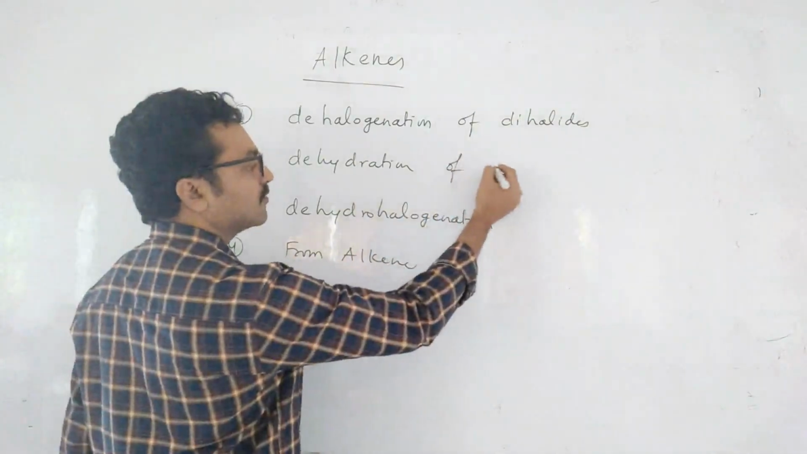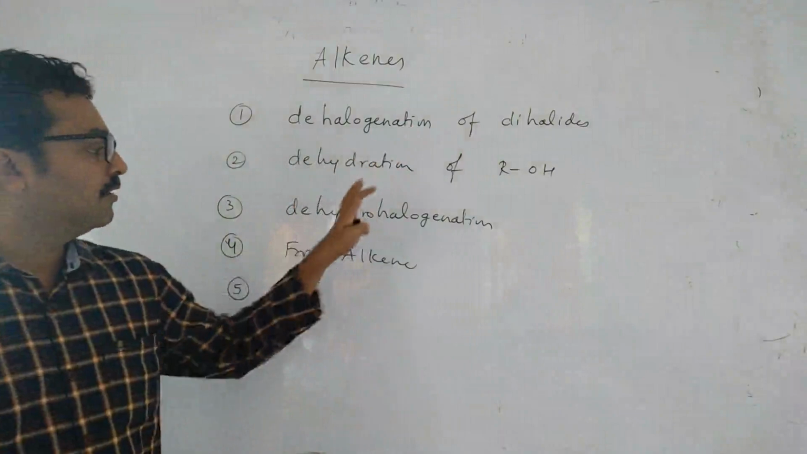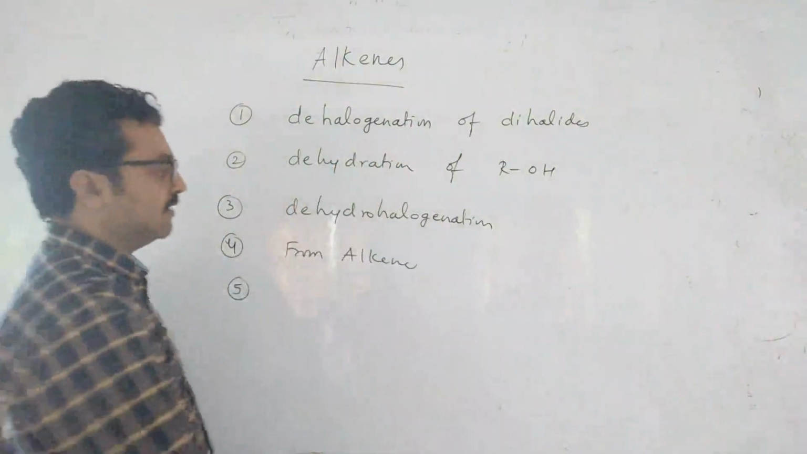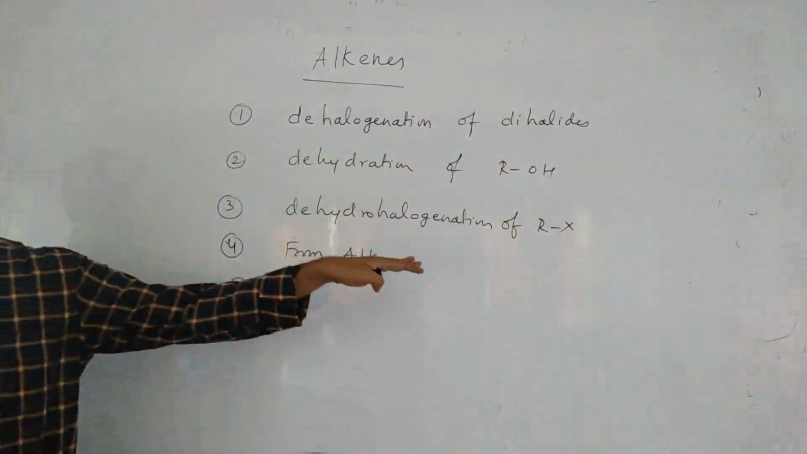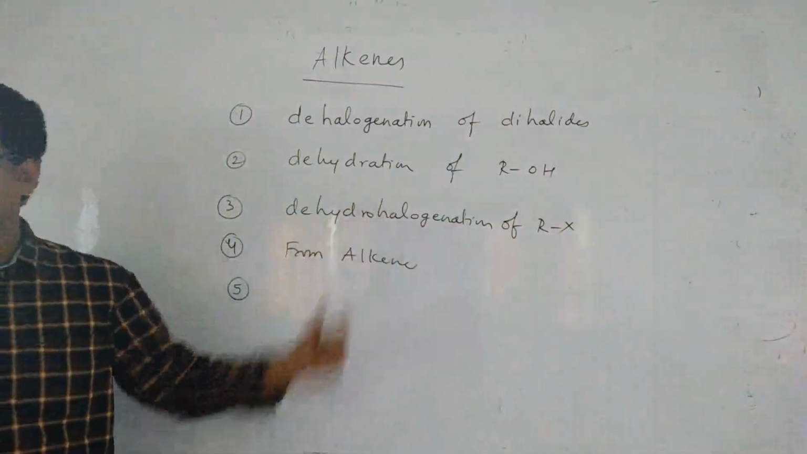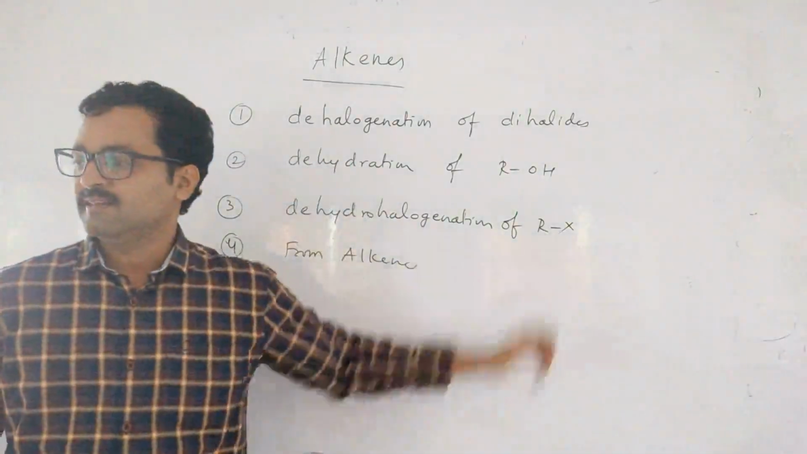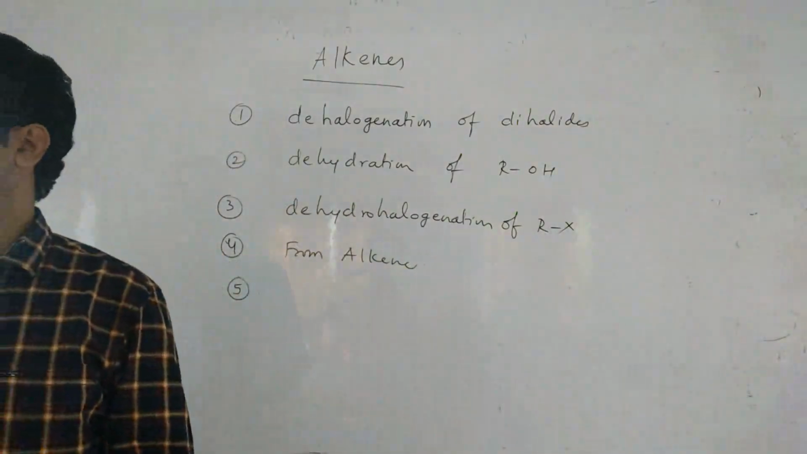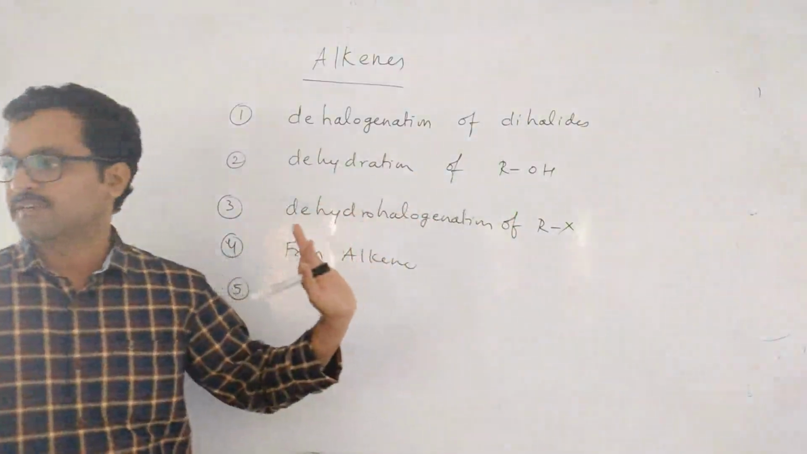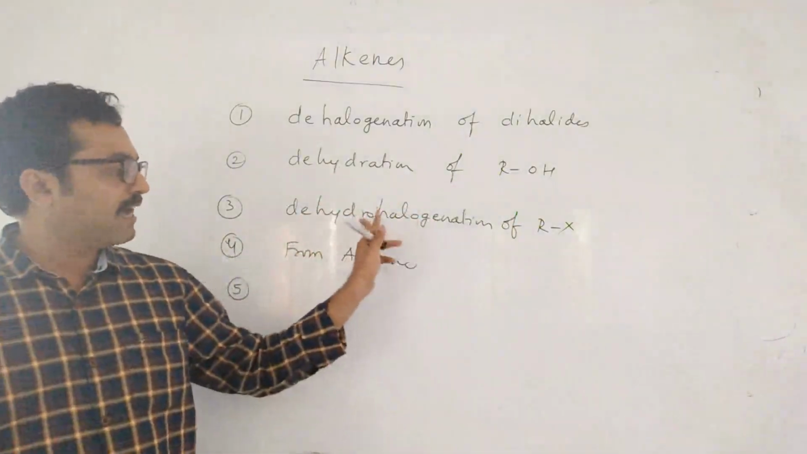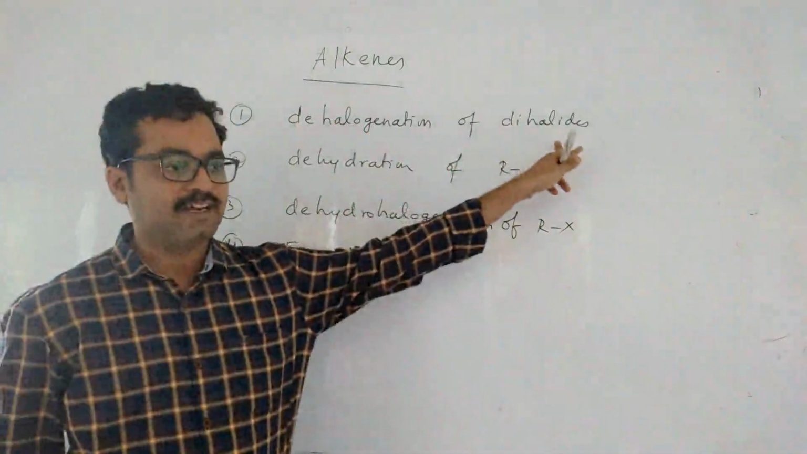Dehydration of what? Alcohol. That is also important. If you write dehydration of alkyl halide, then that will be wrong. Dehydrohalogenation of RX means one hydrogen and halogen should be removed. If you say dehydration of alkyl halide, then they will ask who is your chemistry teacher. Don't tell my name. So that is why dehydration of alcohol is important. So, dehydrohalogenation of alkyl halide and dehalogenation of dihalides.